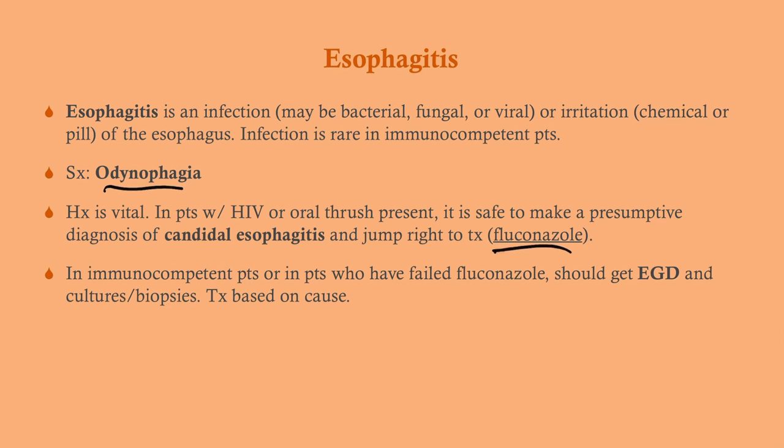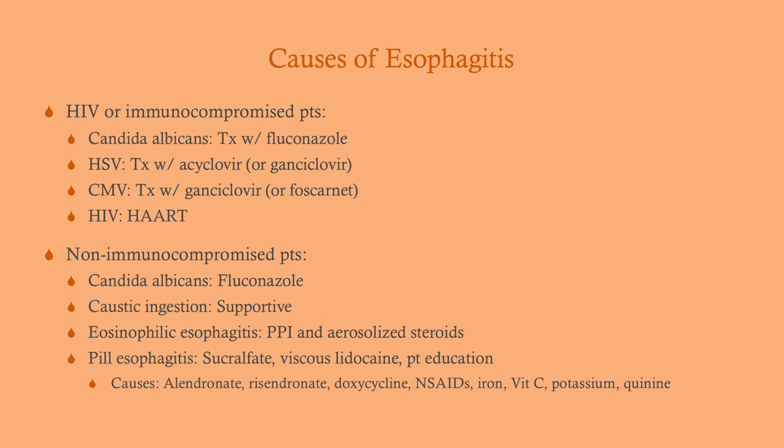However, if you've got an immunocompetent patient or any patient that's failed fluconazole, you should really at that point consider an EGD with biopsy, because the biopsy will help tell you what it is you're dealing with. So some of the causes, as mentioned, Candida, herpes simplex, cytomegalovirus, and HIV directly. Those are causes in immunocompromised patients. So you need to know how to treat each of those things.